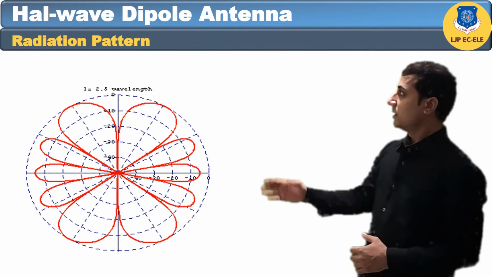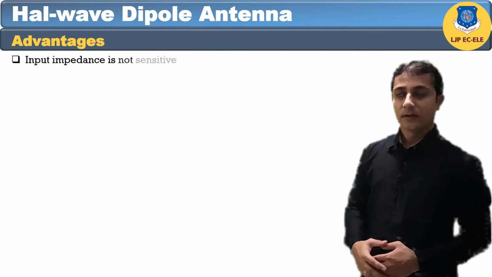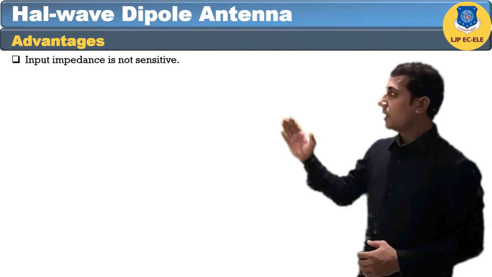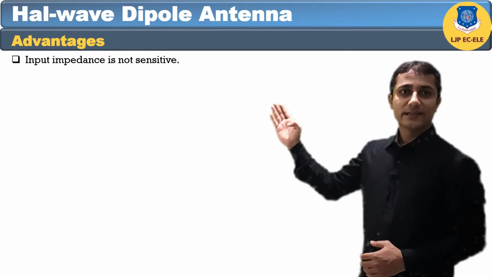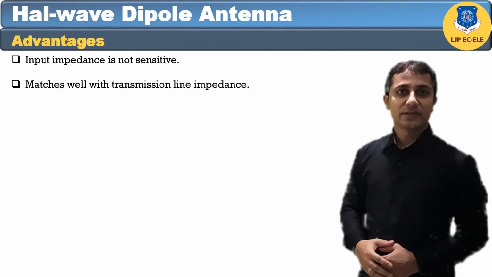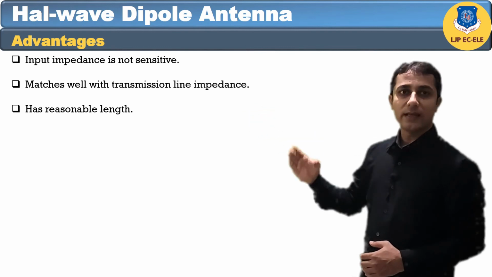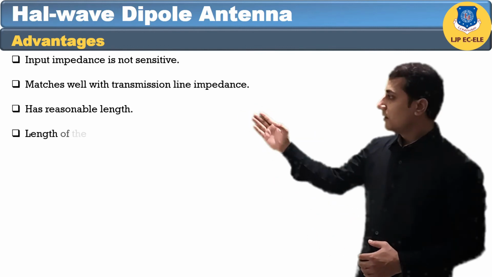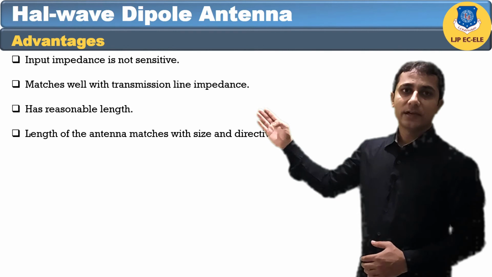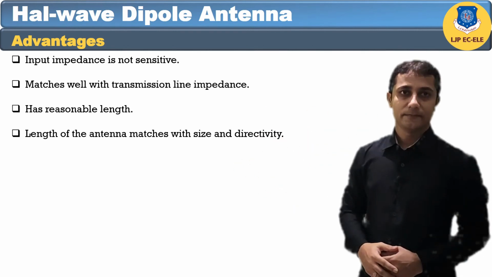Now let's see what are the advantages of the antenna. First, the input impedance is not sensitive, it matches well with the transmission line and impedance, it has reasonable length, and the last one is the length of the antenna matches with the size and the directivity.